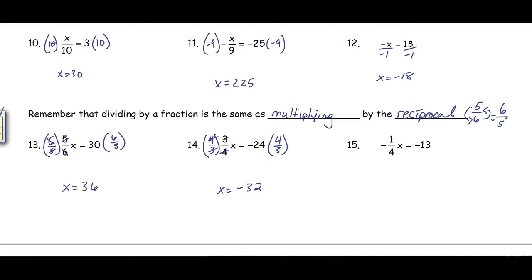Alright, and number 15. In number 15, it's negative 1 over 4. Now it doesn't matter where you attach it to, just make sure you're flipping the fraction and keeping one of the negatives in there. So negative 4 cancel, 1 cancel, you get x equals 52. Okay, so the reciprocal is just the fraction flipped.